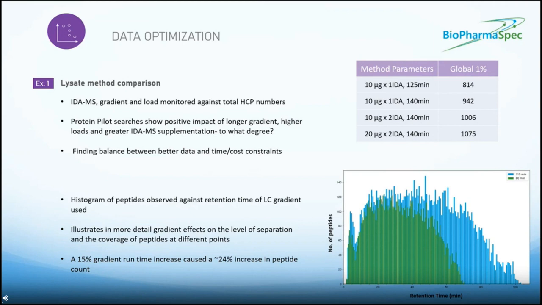So using the appropriate LC method for your cell type will affect the separation of all proteins in your mix, and better separation usually equals better data. But the question is always going to be to what degree. So it's important to keep an eye on this and find a good balance between better data and the time constraints that are associated with generating it. You can see as well that, as well as producing higher HCP yields at this 1% global FDR, a longer gradient illustrated in the histogram will also generate significantly more peptides and therefore most likely confidence in the HCPs observed.